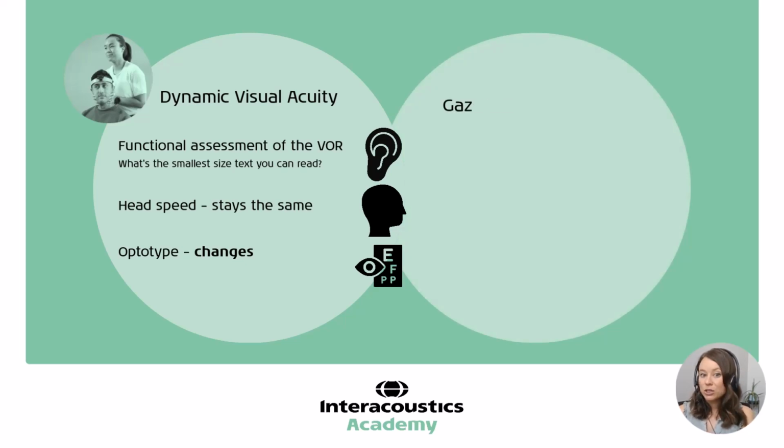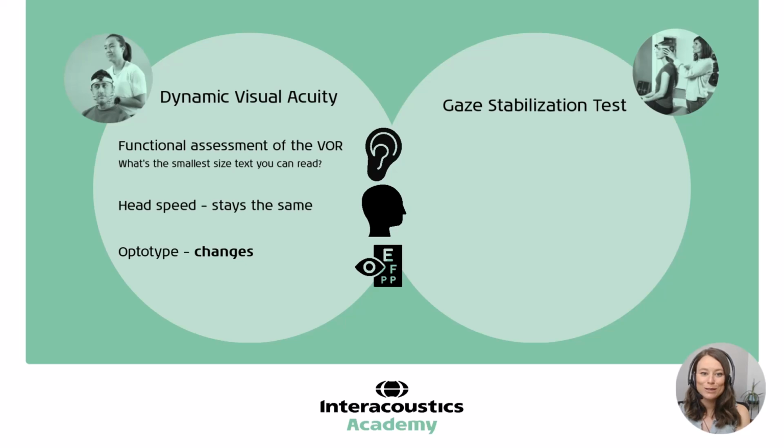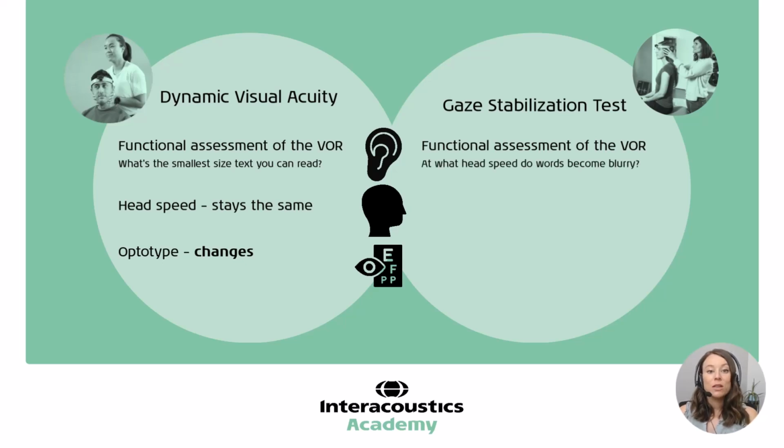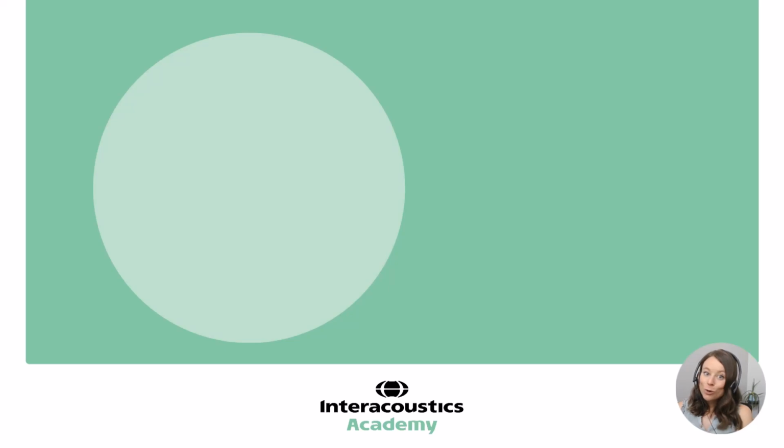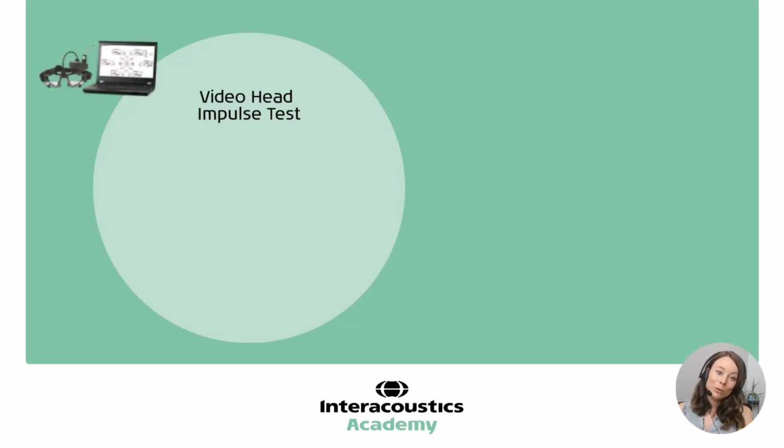Now, the gaze stabilization test is kind of similar, but some things are different. We are trying to answer the question, at what head speed do words become blurry? The thing that is changing here is the head speed. It starts to get faster and faster as the patient gets the answers right. If they get the answer wrong, then the head speed slows down. So for this assessment, the optotype size stays exactly the same, and the changing element is how fast the patient is moving their head.